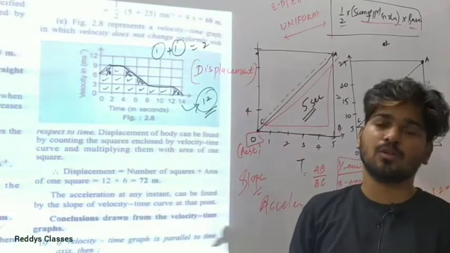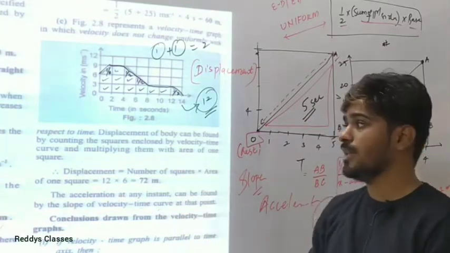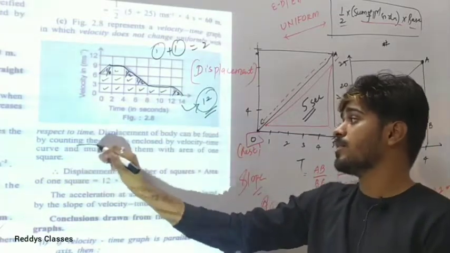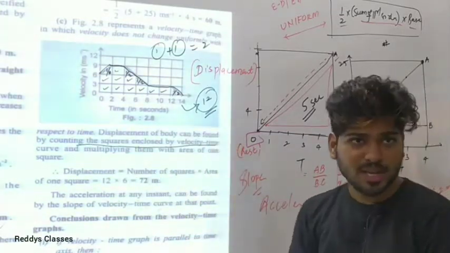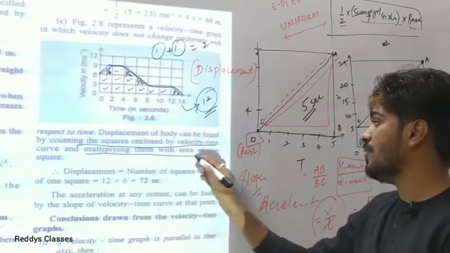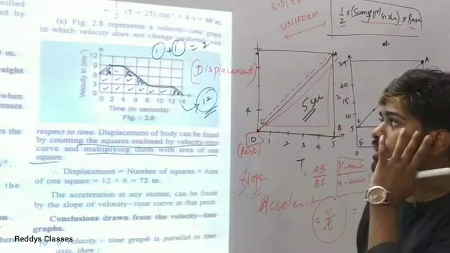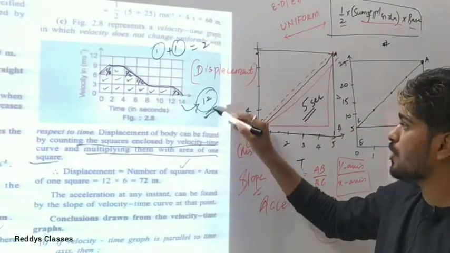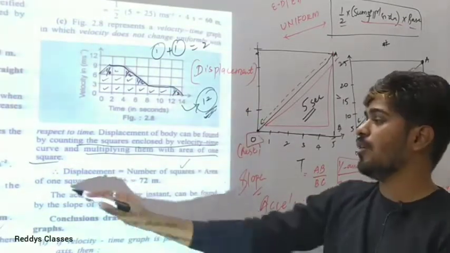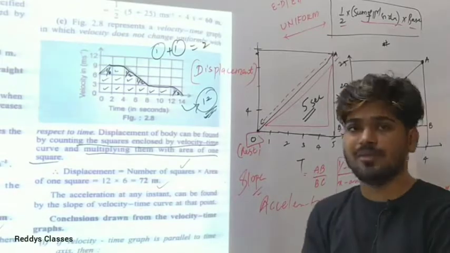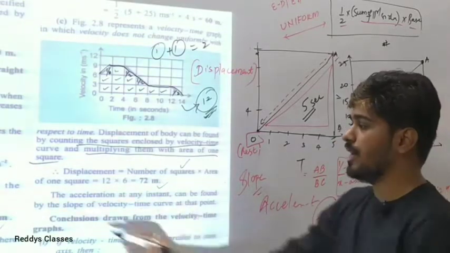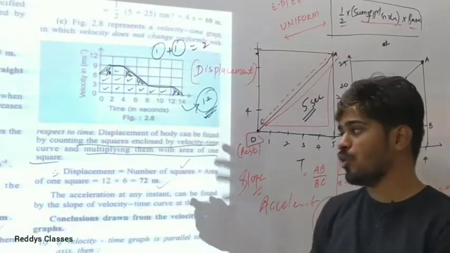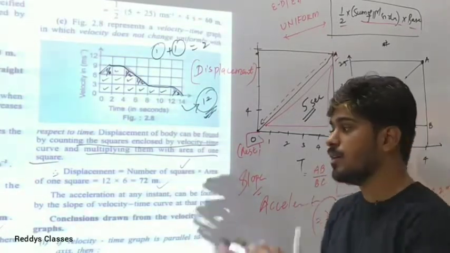So we have to calculate displacement. We will find displacement by using the squares enclosed by the velocity time graph curve and multiplying them by the area of one square. We know the area of one square given here is 6, and the number of squares, as we calculated, is 12. 12 into 6 is 72. So we find the displacement here. The acceleration at any instant can be found by the slope of the velocity time curve at that point.